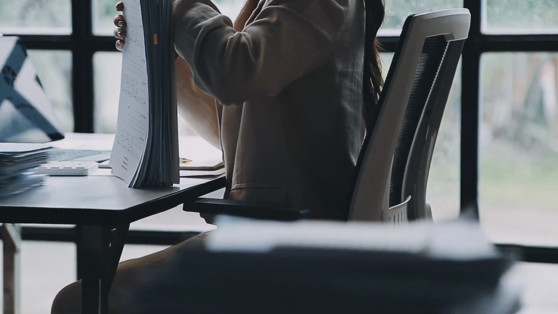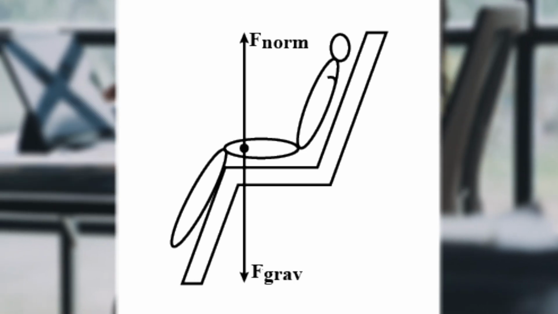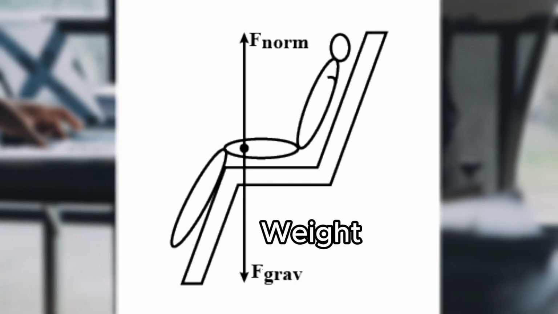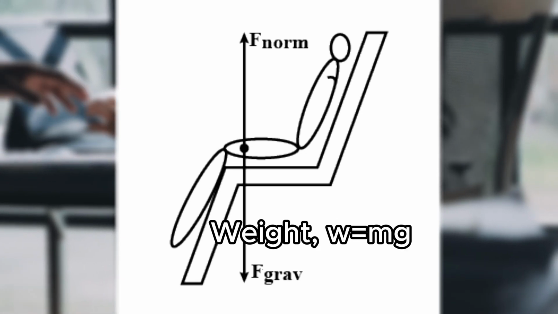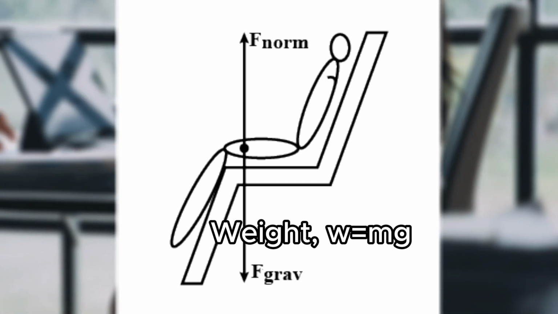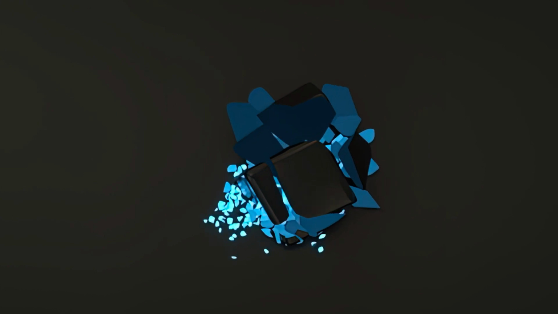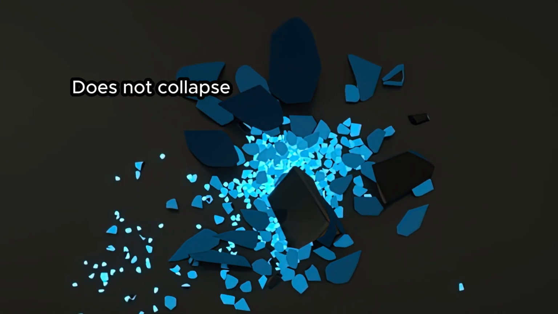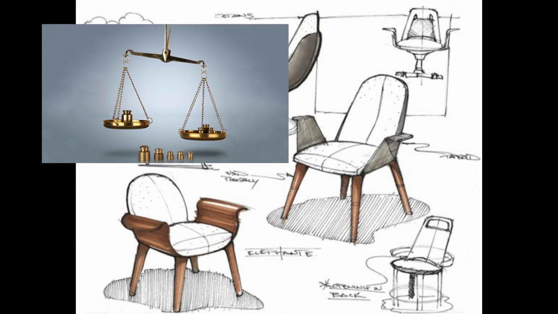The moment you sit on a chair, your body exerts a downward force due to gravity. This force, known as your weight, W equals mg, where m is your mass and g is the acceleration due to gravity, which is 9.81 m/s². The weight must be properly distributed so the chair doesn't collapse. A well-engineered chair ensures that this weight is spread evenly across its structure.